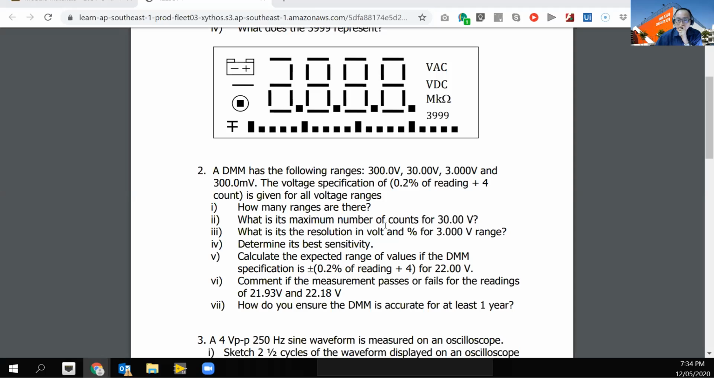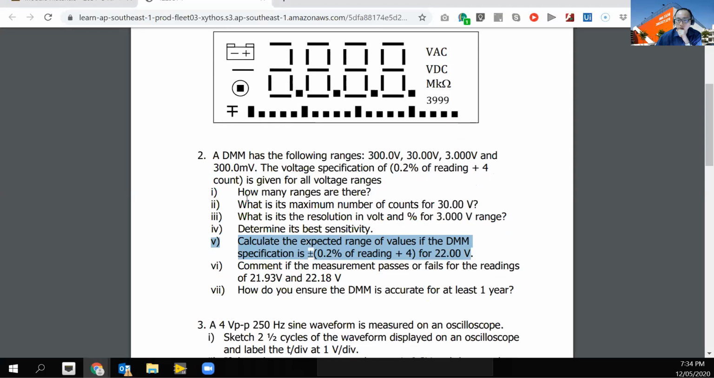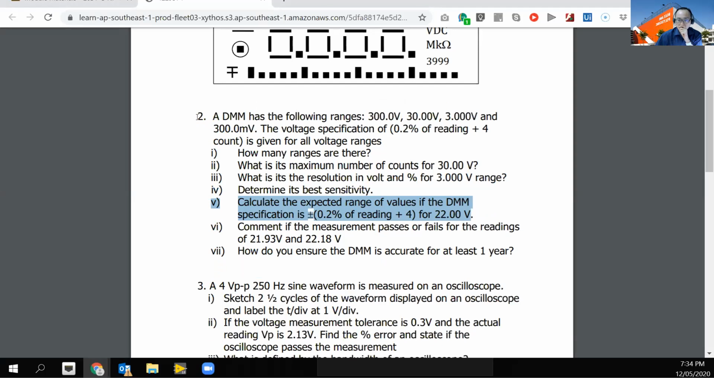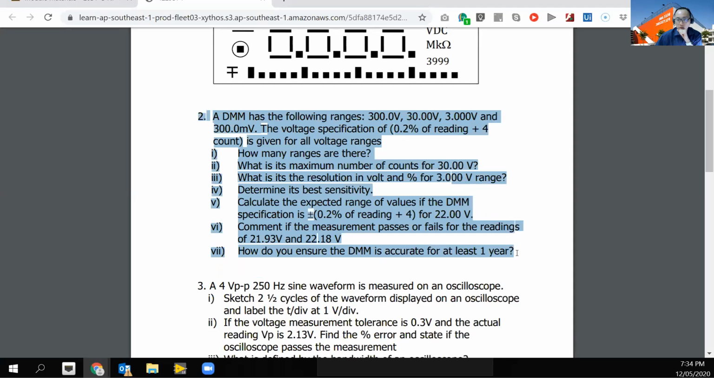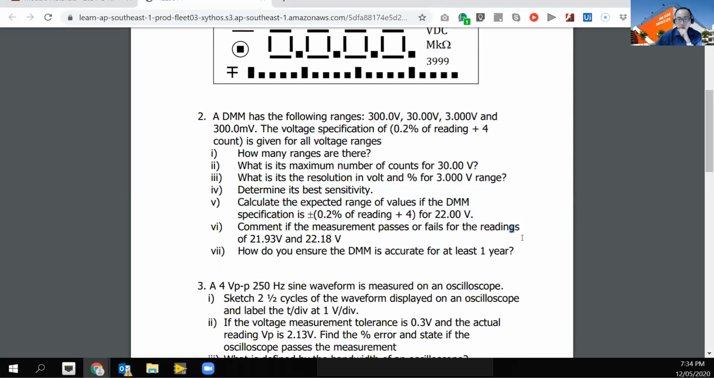Okay, and then calculate the expected range. This question is also very common. Mr. Chan will usually ask this, and it is a good question. If you ask me, question 2 is a pretty good question, because it tests your understanding. For example, calculate the expected range of the DMM given a certain specification. Every multimeter has a certain specification. Let's say, for example, if it's given as plus minus 0.2% of the reading, depending on the reading that you are measuring, you plus 4, where plus 4 is the count.